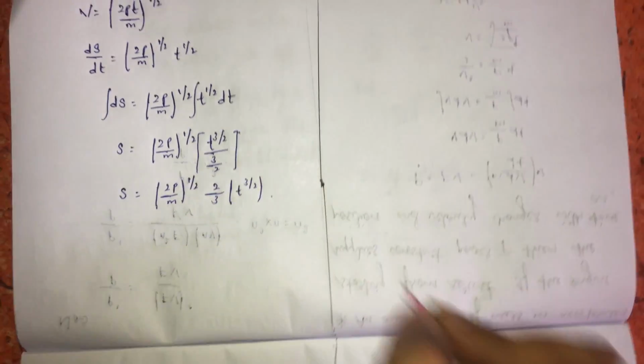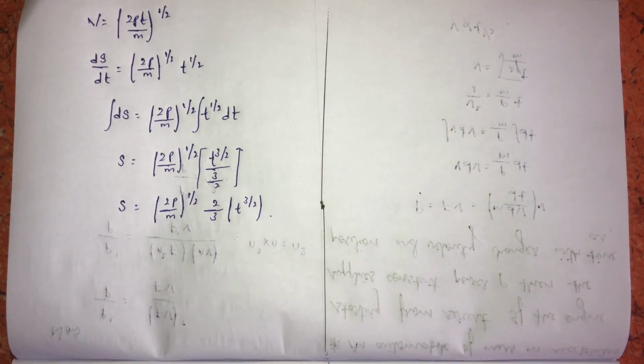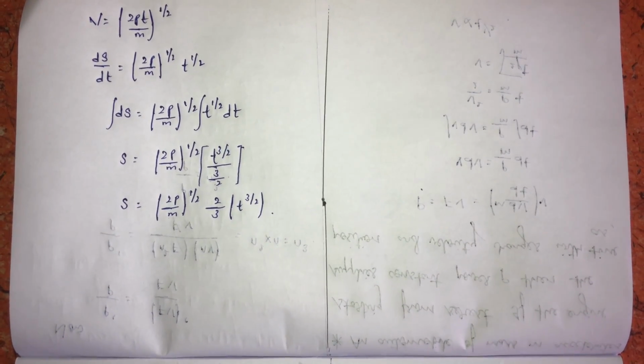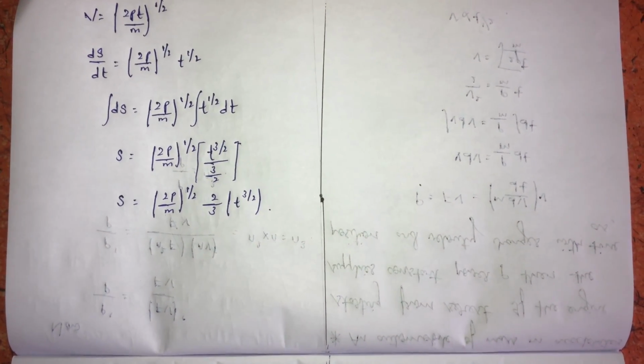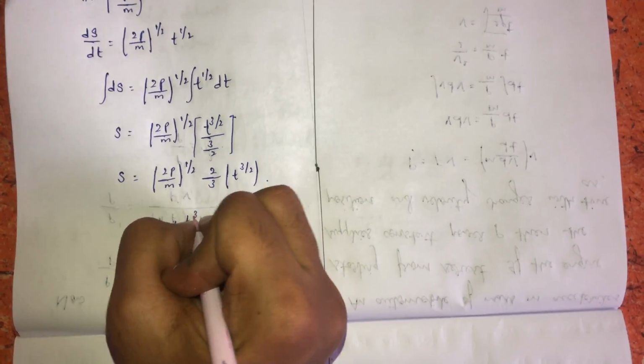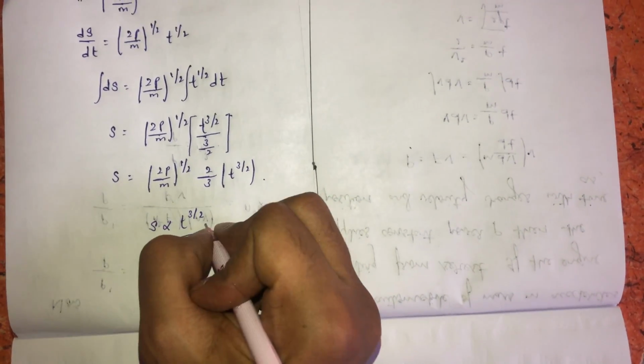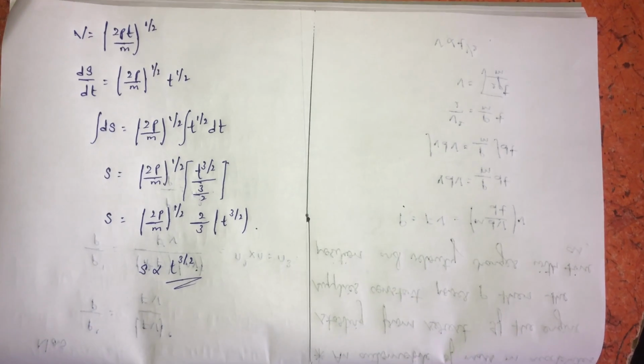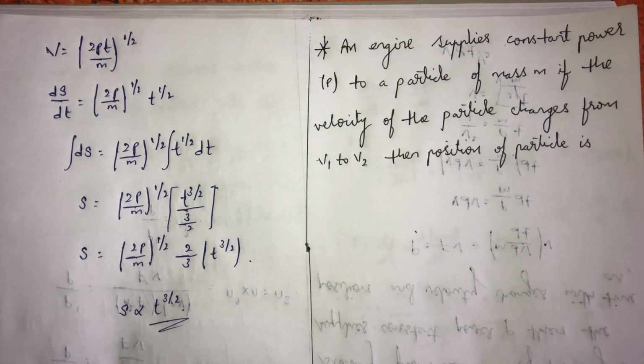So as asked, the relationship between the position and time is that displacement is directly proportional to t to the power of 3/2. That's it, simple.